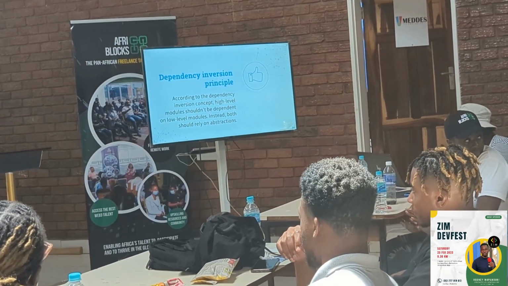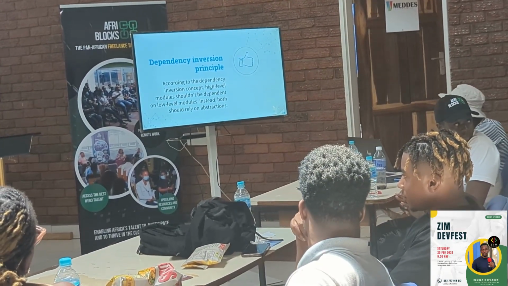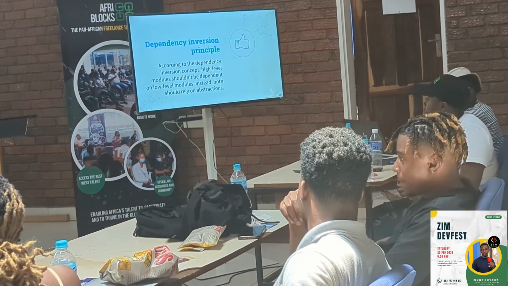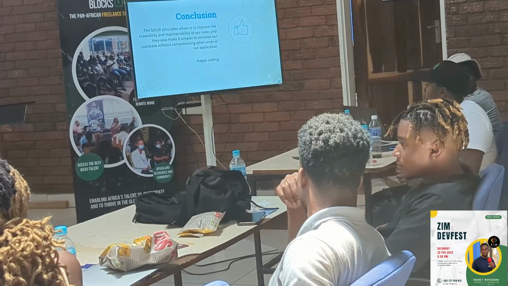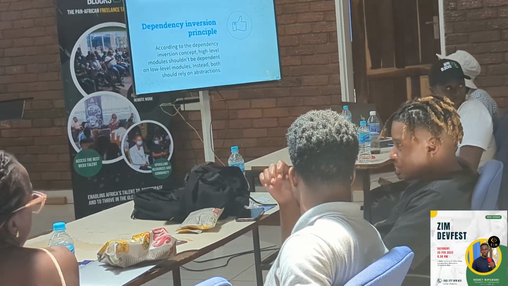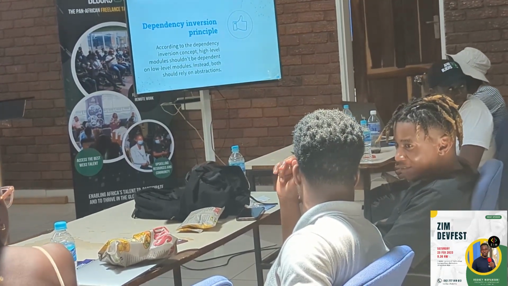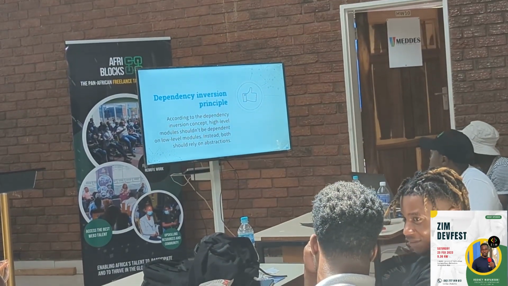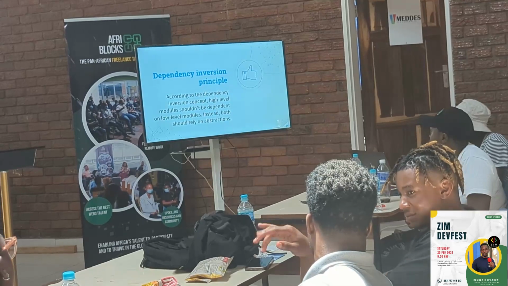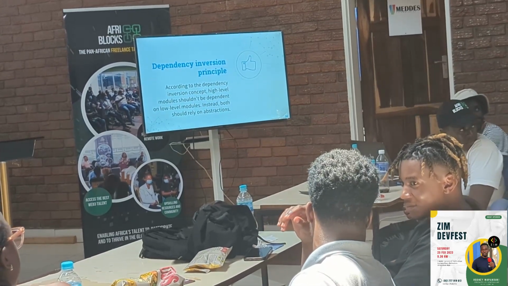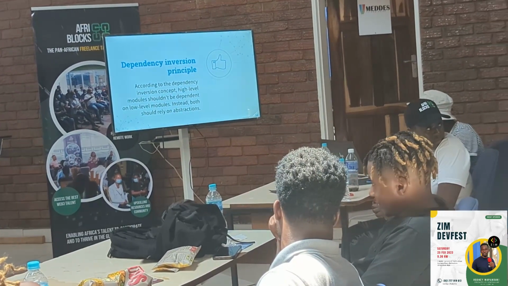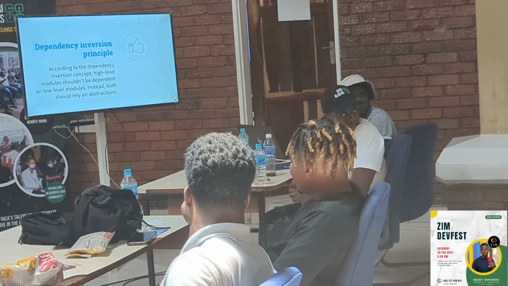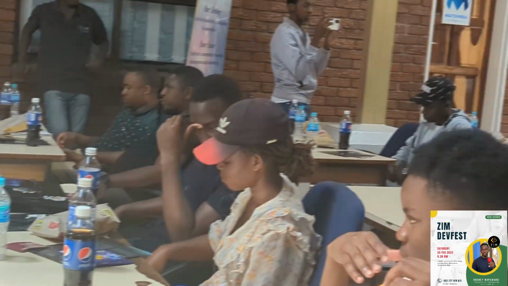This one, you probably have to read more about it because I can't really explain it in just a short time. So what it says is, according to the dependency inversion concept, high-level modules should not be dependent on low-level modules. Instead, both should rely on abstractions. There are many blogs out there about these principles where you can go and read about them. And these are just principles that help you to write clean code.